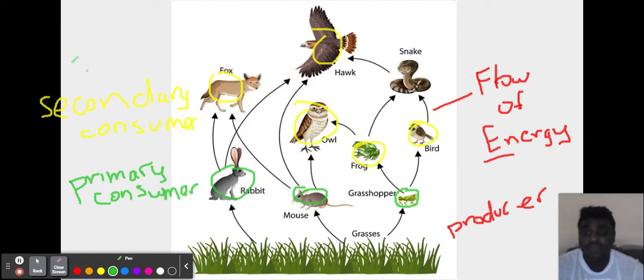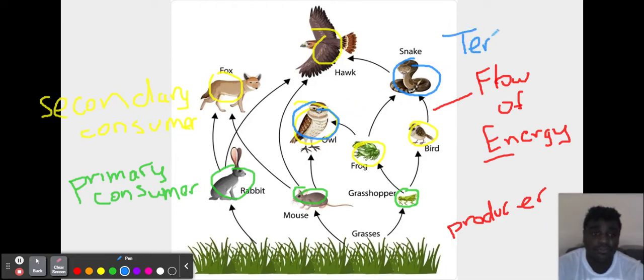And then finally, we have our third level, which would be organisms that eat secondary. So we have to look at our secondary organisms, the ones that we circled in yellow, and we see if anything is being pointed away from them. So in this case, the owl is being pointed away from the frog. The frog is also going to the snake, and the bird is going to the snake. So those two organisms would be called tertiary consumers because they are the third level on the chain.